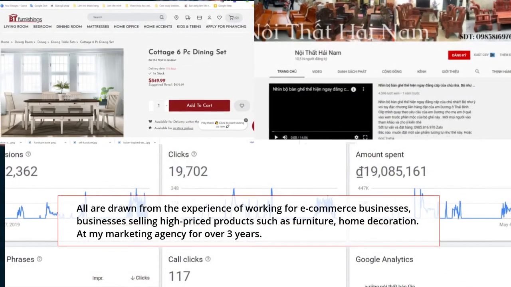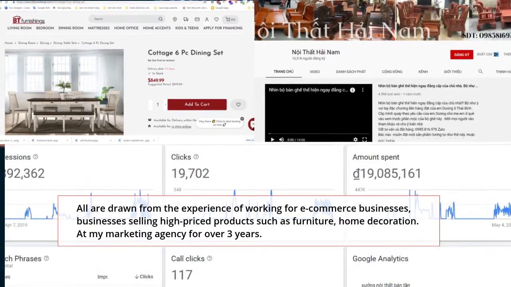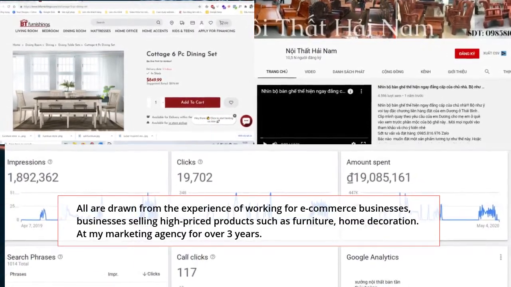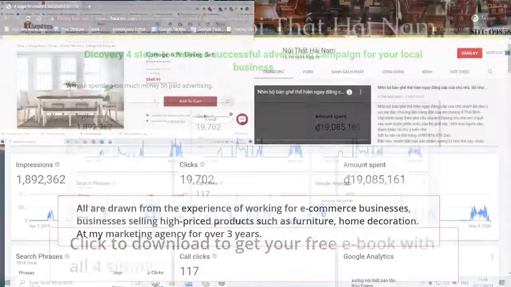All are drawn from the experience of working for e-commerce businesses selling high-priced products such as furniture, home decoration, at my marketing agency for over 3 years.